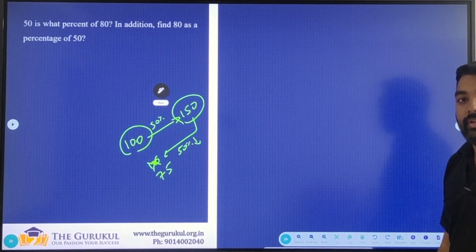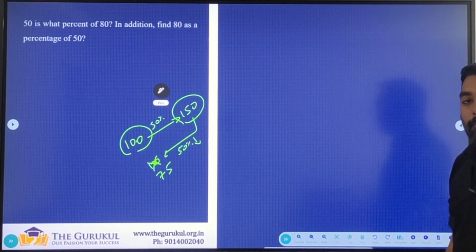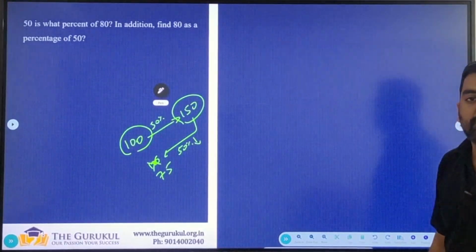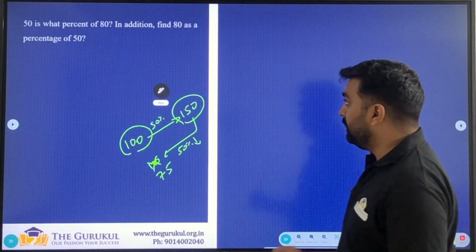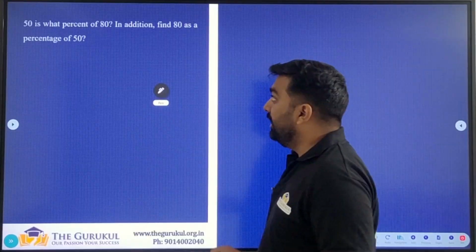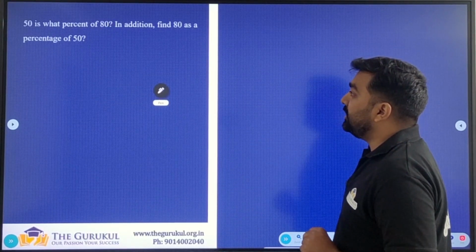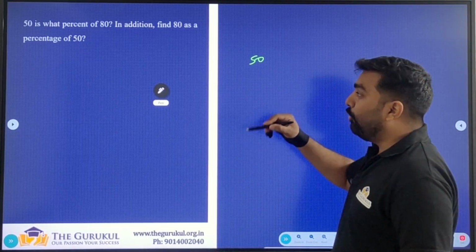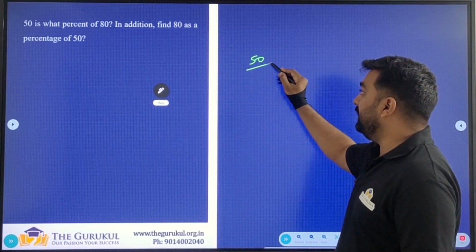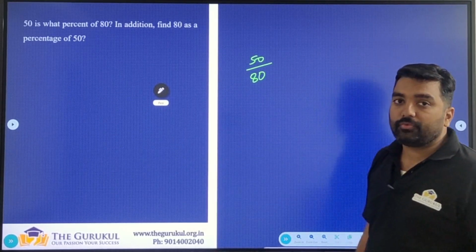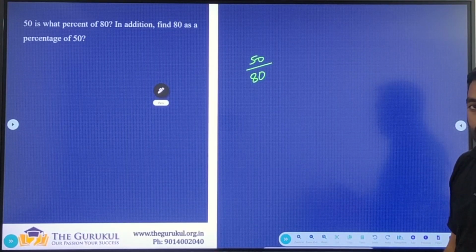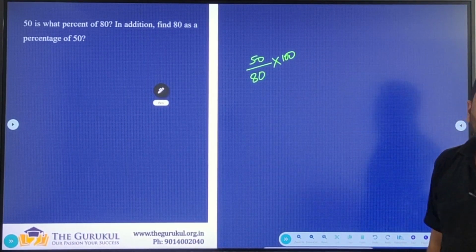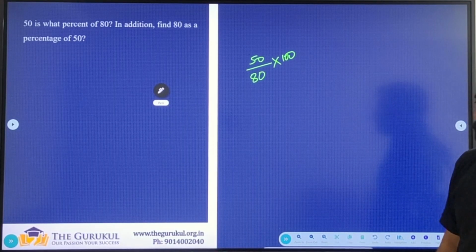On what value it is happening, what is the comparison factor, what is the initial value which is getting increased or decreased. Perfect. Now let's see. 50 is what percentage of 80? 50 is what percent of 80? Whatever comes after of or than, the initial value, should come in the denominator. We want percentage, so we are multiplying with 100.